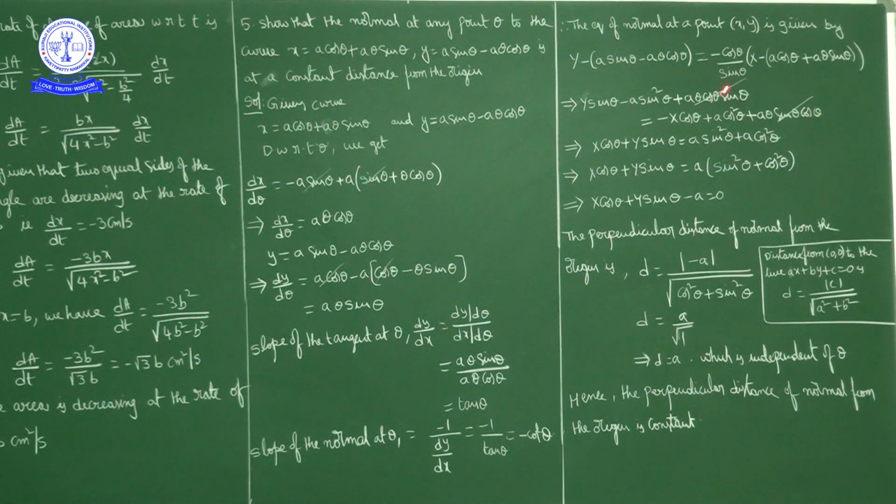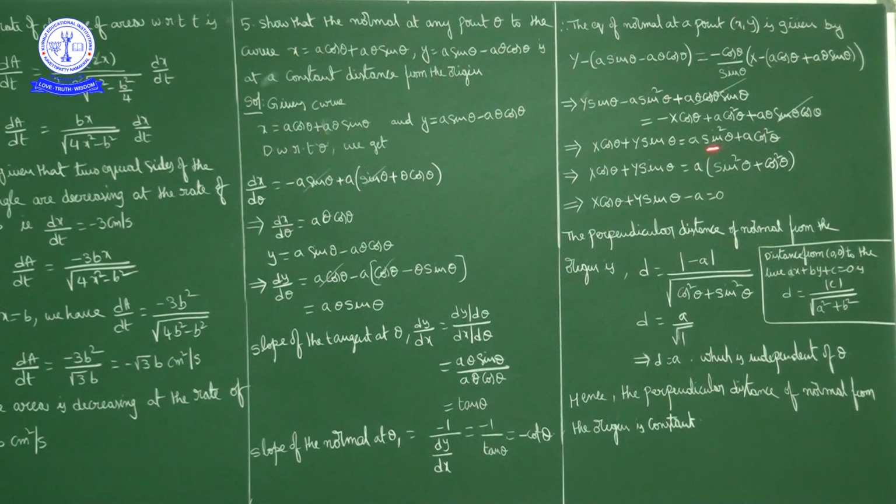Now cross multiply sin theta this side and multiply minus cos theta here. If you observe, a theta cos theta sin theta and a theta sin theta cos theta cancel. And this minus term I'll write this side, so minus x cos theta comes to this side as plus x cos theta. So x cos theta plus y sin theta is equal to, with this minus term written this side, a sin square theta plus a cos square theta.